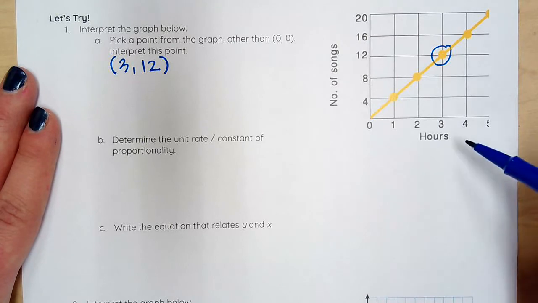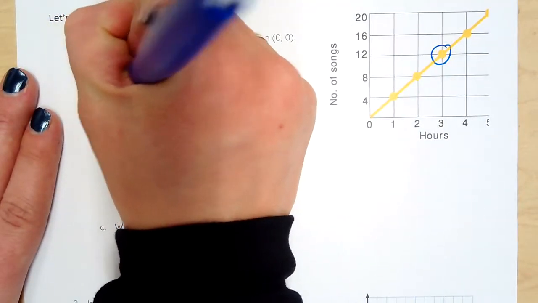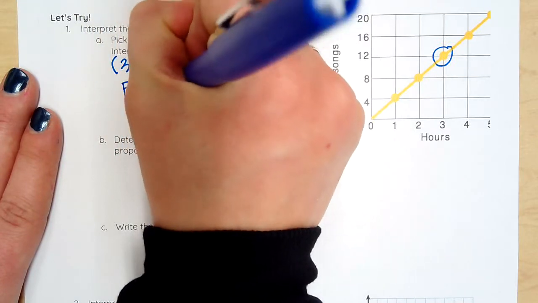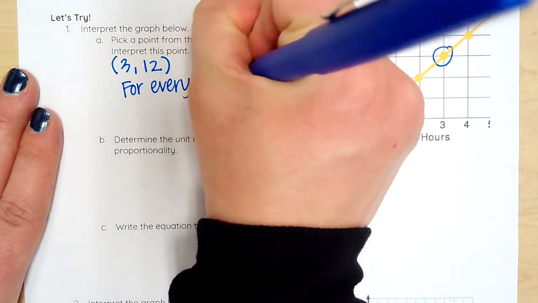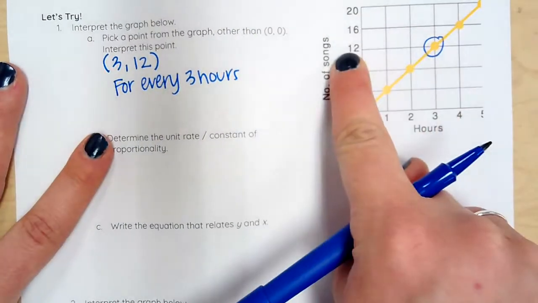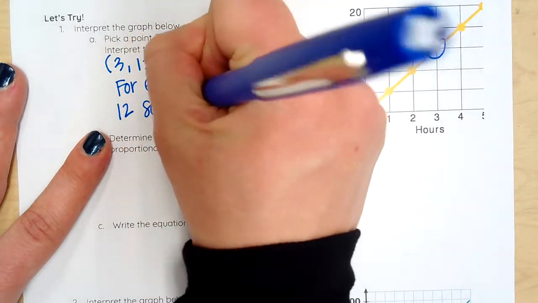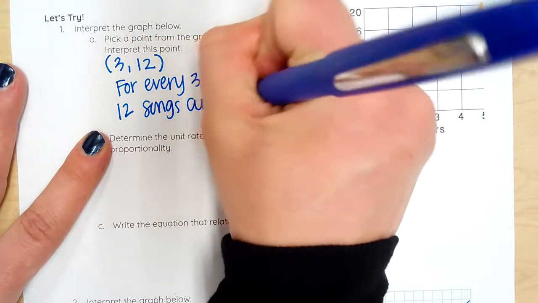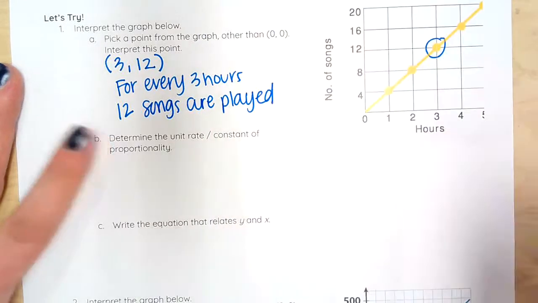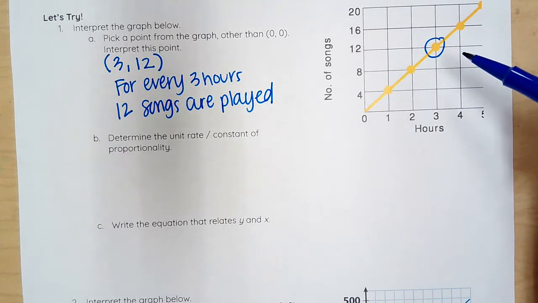Now, I'm going to then turn this into a sentence. For every 3 hours, X is 3, 12 songs are played. Okay, so I took this point and I'm telling you what that point means from the graph.